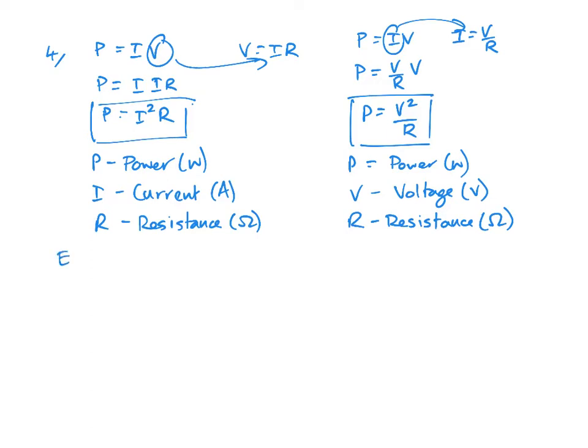So some examples. Now actually for a lot of examples you could just stick with P equals IV and V equals IR and do two separate calculations, but it's a lot more work and all three forms of the formula are given in a circuit. So for example, a toaster is rated at a reasonable value. Well, let's put it as a kilowatt.